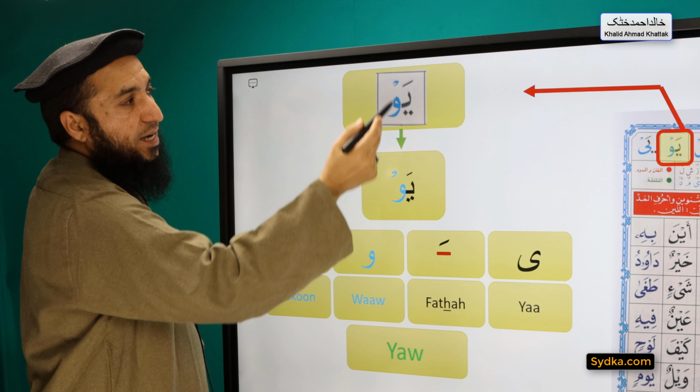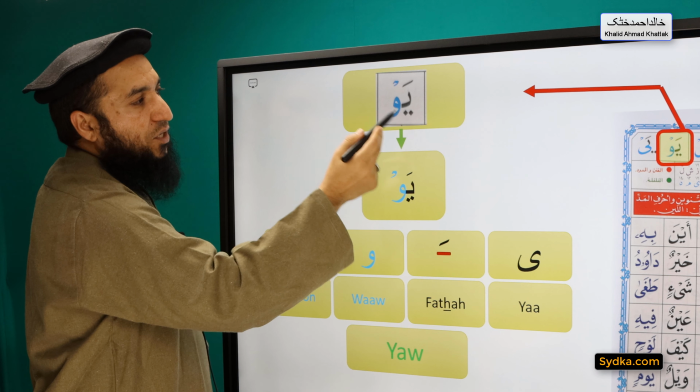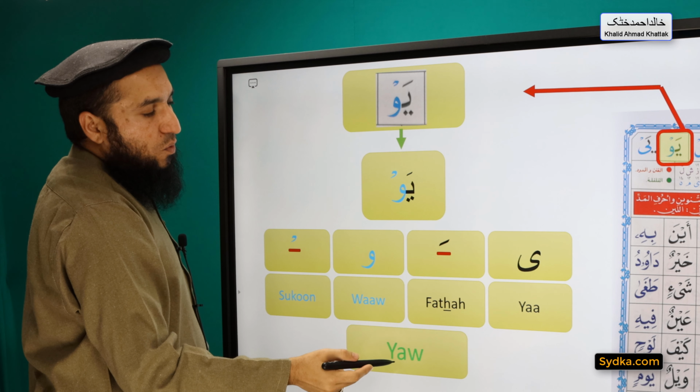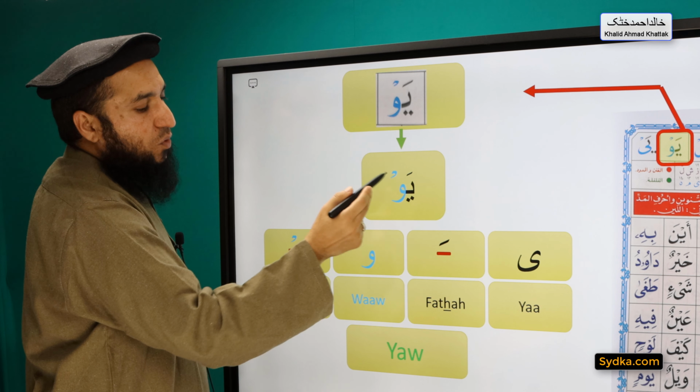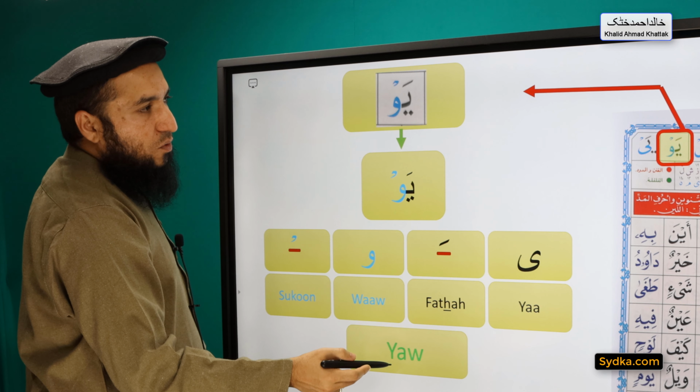So the next syllable we have is Ya fatha waw sukoon yaw. Ya is a light letter, it has fatha on top of it, it is followed by waw, and waw has a sukoon. Ya fatha waw sukoon yaw.